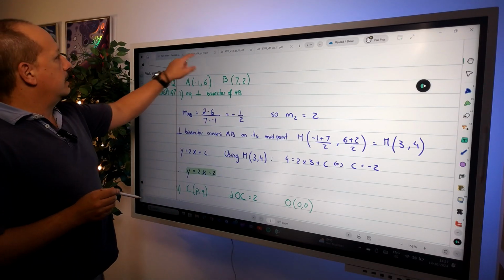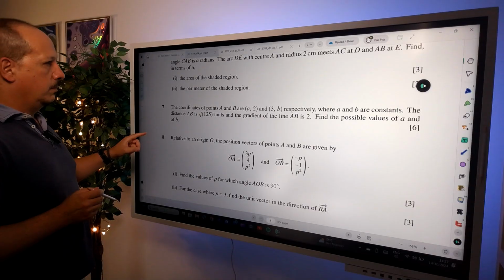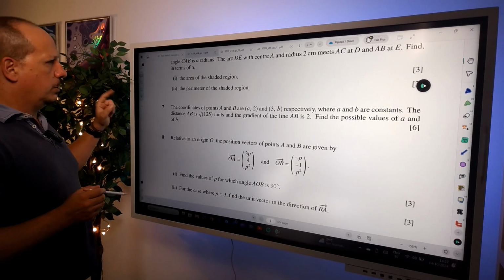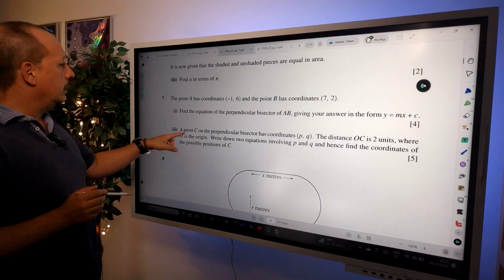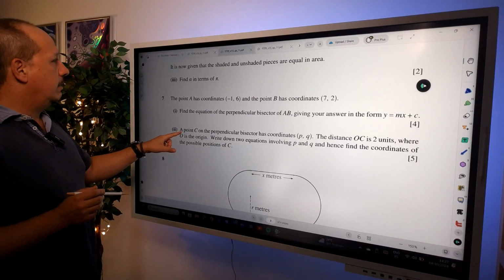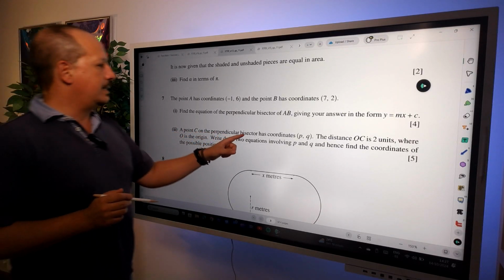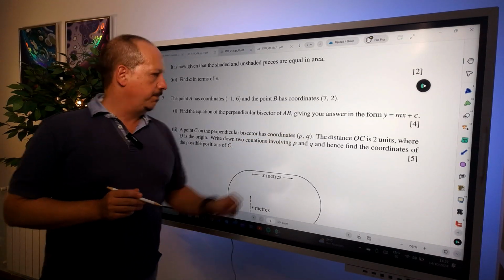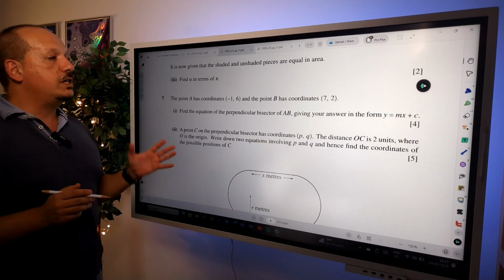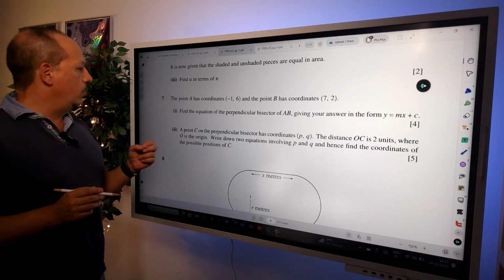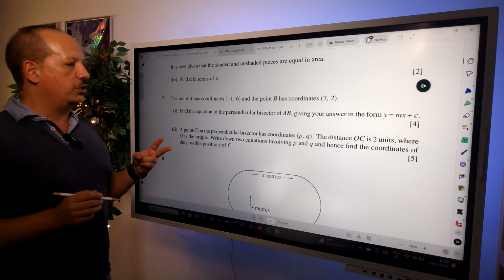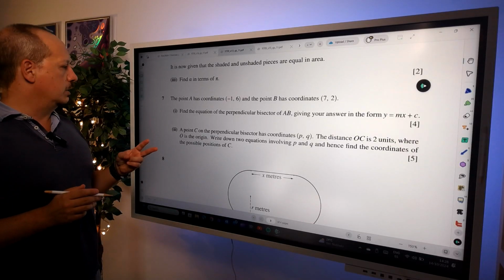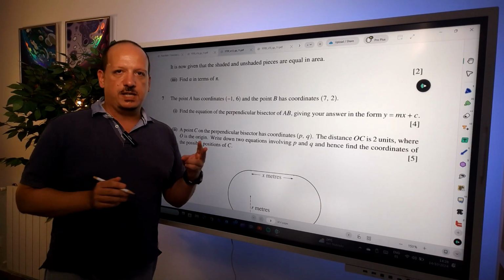Let's look at the second part of the question. No, not this one. It's this one. A point C on the perpendicular bisector has coordinates (p, q). The distance OC is 2 units, where O is the origin. Write down 2 equations involving p and q, and hence find the coordinates of the possible positions of C.